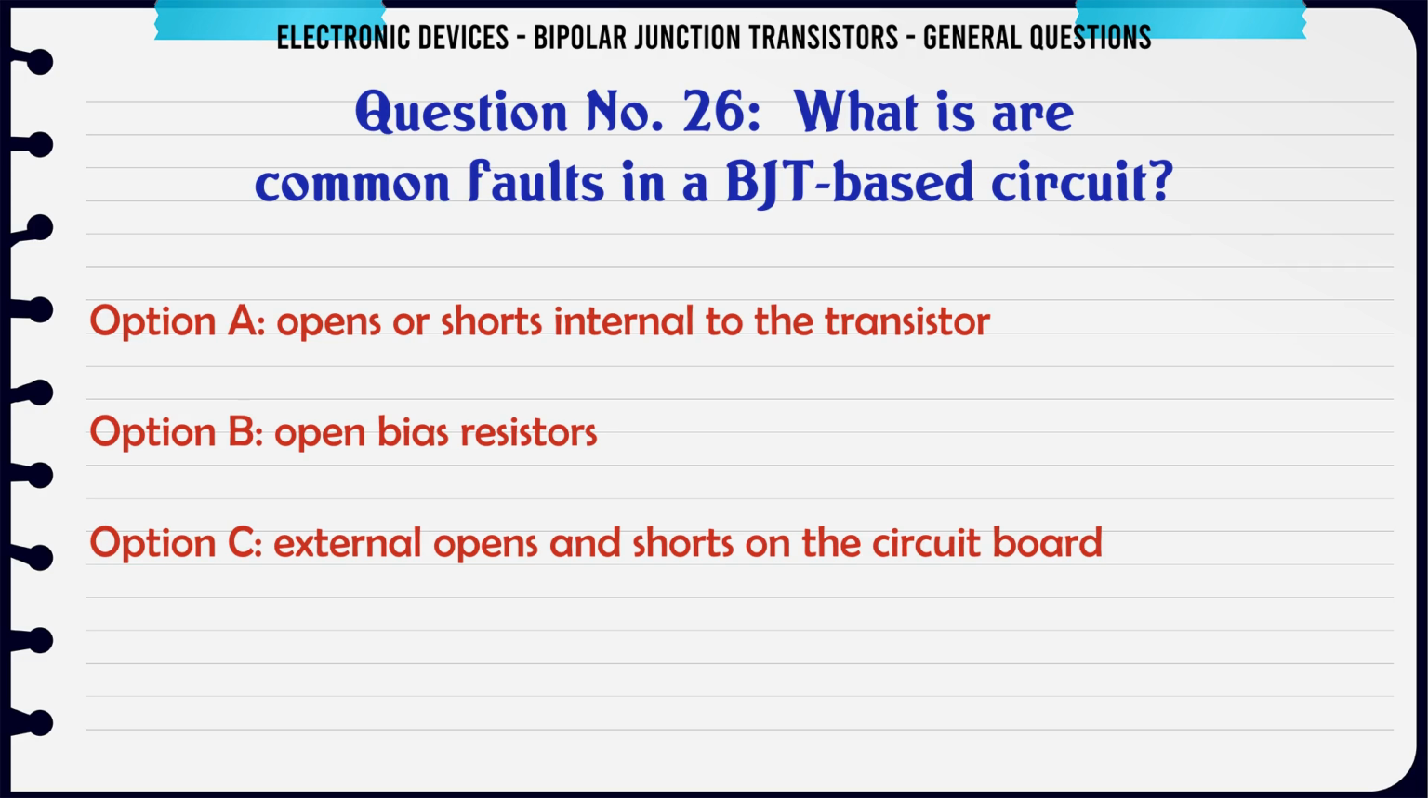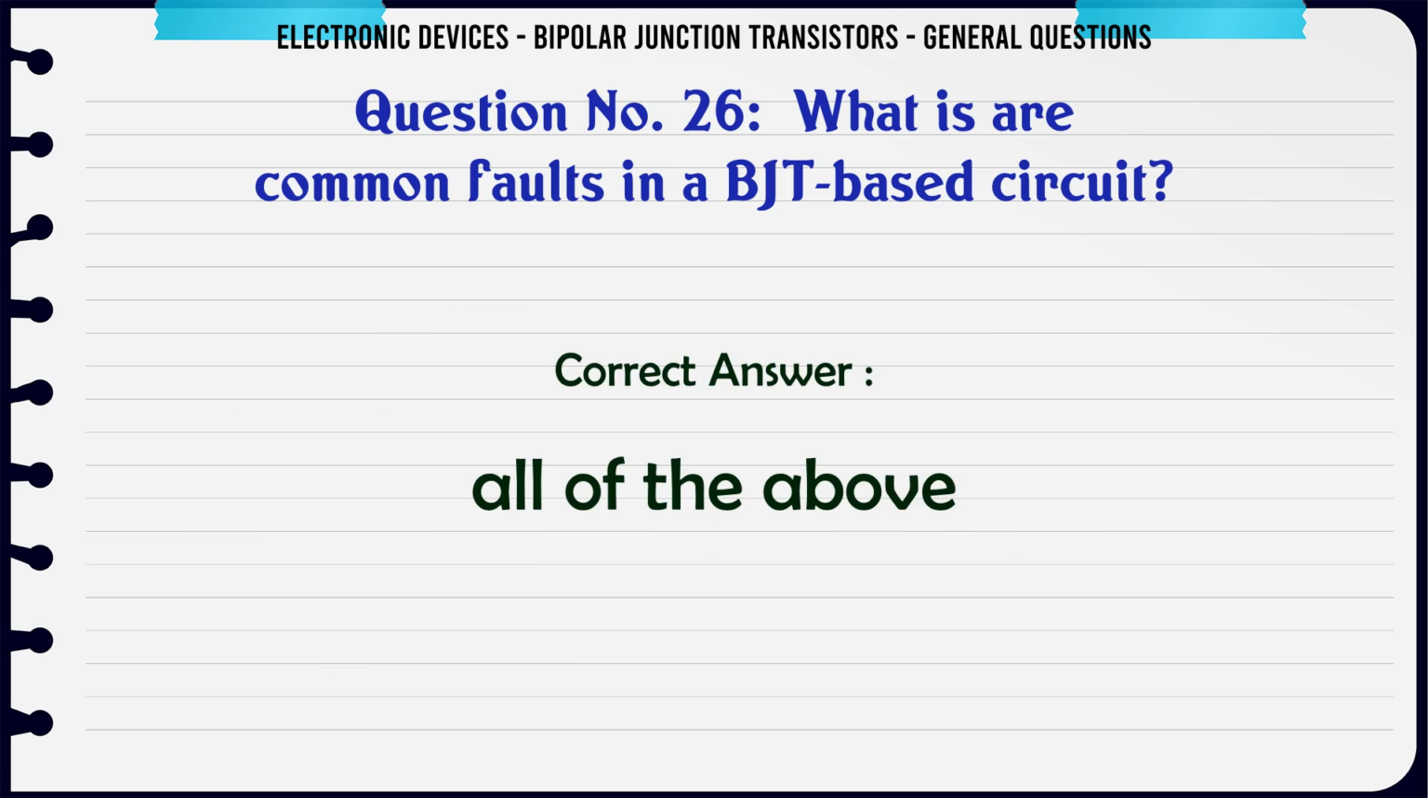What are common faults in a BJT-based circuit? A opens or shorts internal to the transistor, B open bias resistors, C external opens and shorts on the circuit board, D all of the above. The correct answer is all of the above.